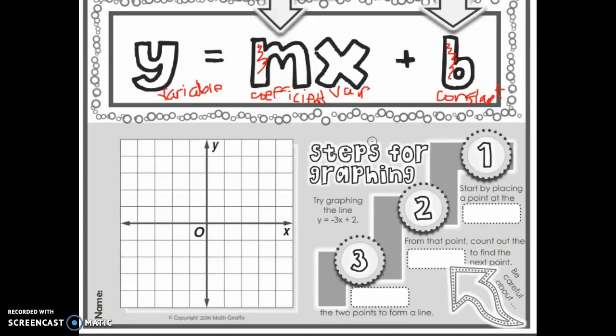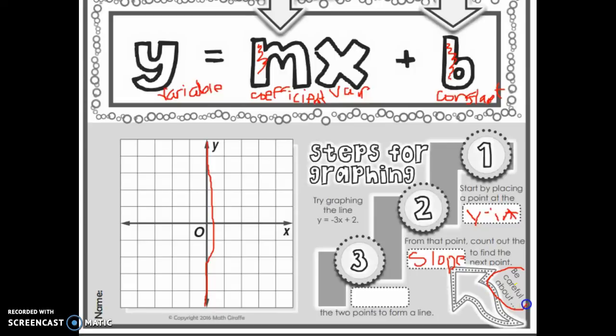Okay, so let's review how to graph. We've graphed a couple of times from an equation. The first thing I want to remind you is every single time we graph, we start with a point at the y-intercept. Wherever the line crosses the y-axis, that's where we start. The second step, from that point, count out the slope to find the next point.